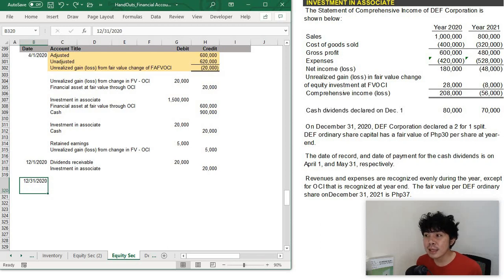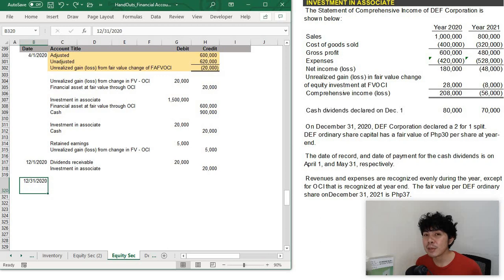And since this is a share split, wala yung effect sa total shareholders' equity ni associate. So, wala rin yung movement sa investment in associate na account. Pero, ang movement lang yan is dun sa number of shares. Yun lang naman ang affected. Kaya, ang entry natin sa libro natin, tayong investor, ay hindi isang journal entry. Ang entry natin ay isang memorandum entry.